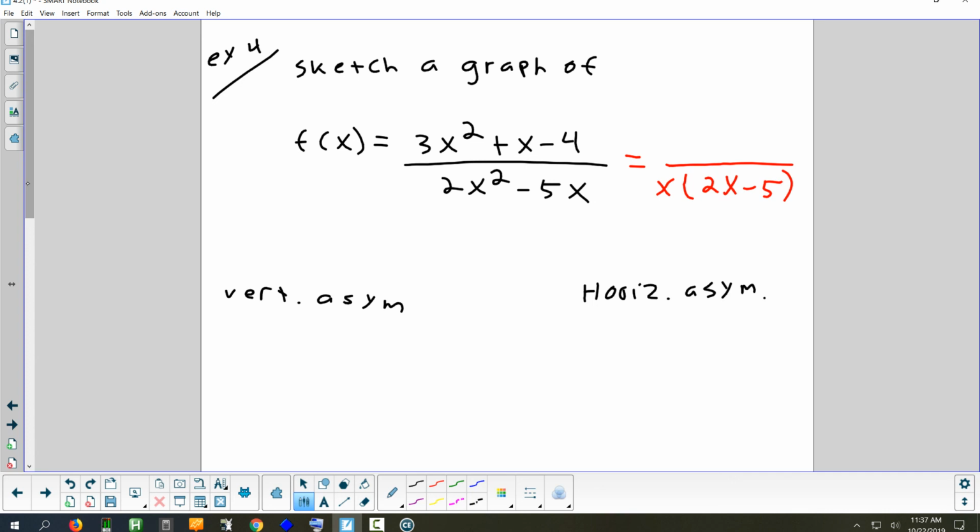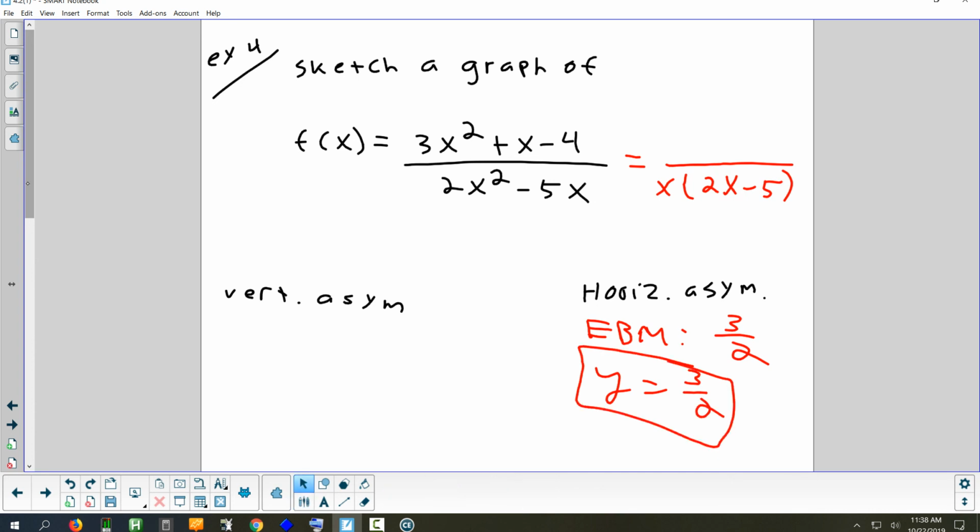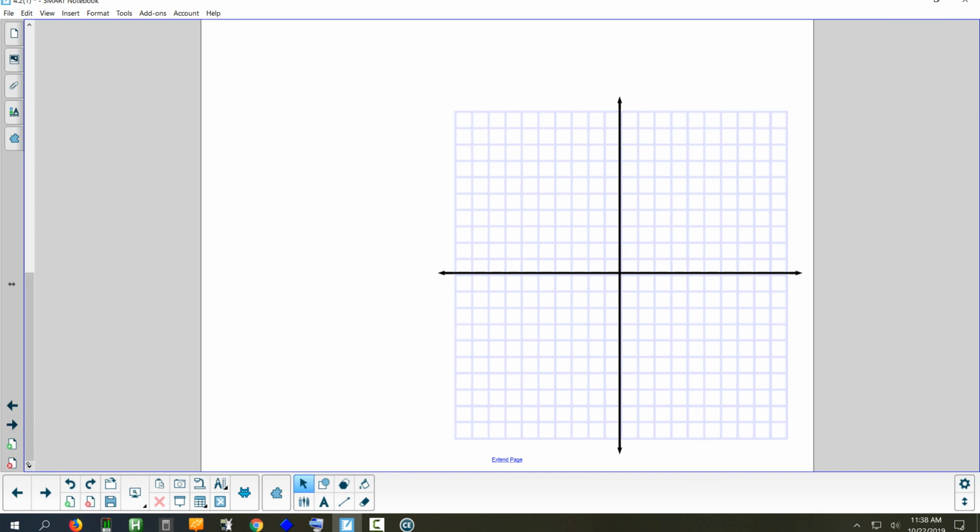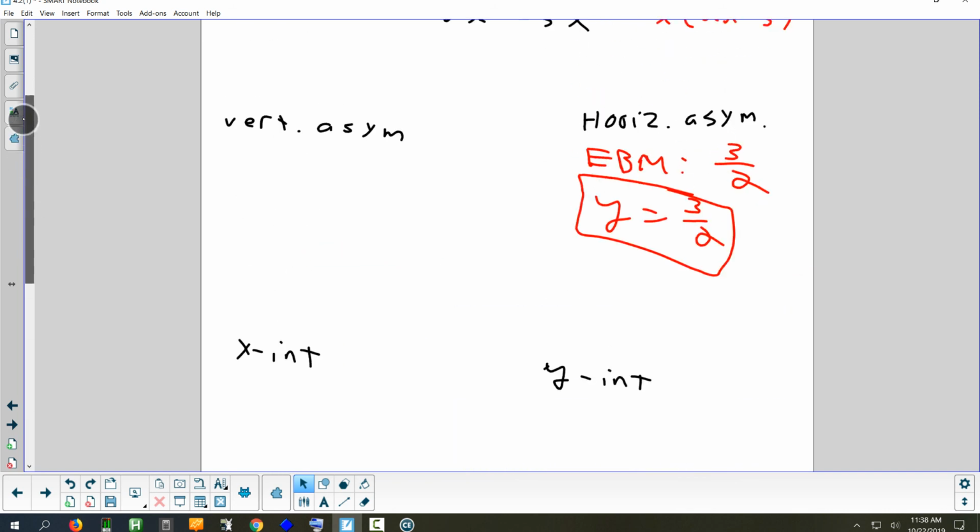To do that, first find your EBM. What's the EBM here? 3 halves. Now, let x get really big in the EBM, and what does the EBM approach? 3 halves. So we're going to put a horizontal line at 1.5. Start with that. So 1.5, about right there.